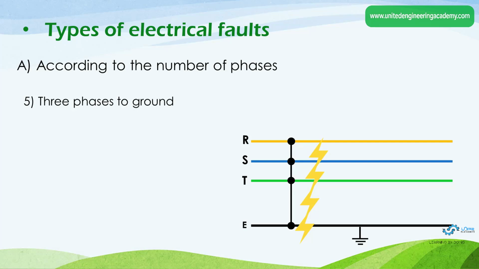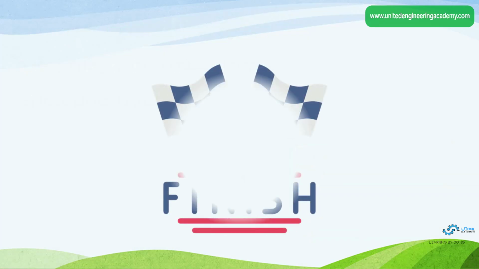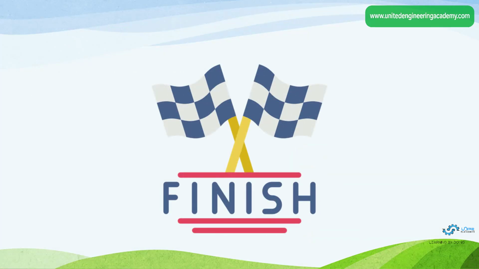Very good. So that's about the first categorizing process according to the number of phases, and on the next tutorial we will continue illustrating the rest of the categorizing types. Hope that's clear right now.